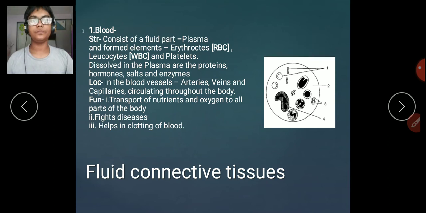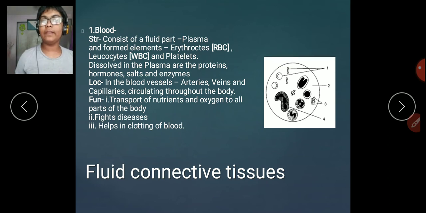In the blood, hemoglobin is also present, due to which blood is red. We will also be learning about the circulatory system in coming chapters. There we will learn about blood and lymph in much more detail, how it's pumped in the body and how it circulates. The location is in the blood vessels. The arteries, veins and capillaries are the blood vessels. They circulate throughout the body.